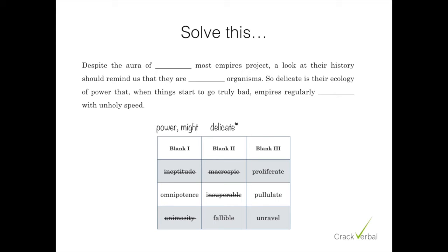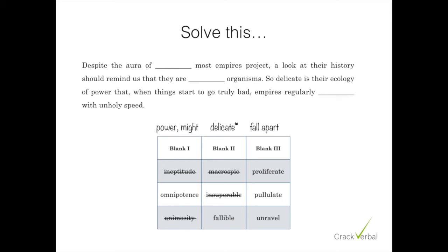Let's go to the last blank, right? So now we know that these empires are actually quite fragile and that they portray an image of powerfulness, but they're not. So what happens to them when things go truly bad? When things go truly bad, empires would regularly break apart, fall apart, right? Those could work because they are delicate, and when things go truly bad, delicate things generally break. So let's put that down as our word, fall apart.